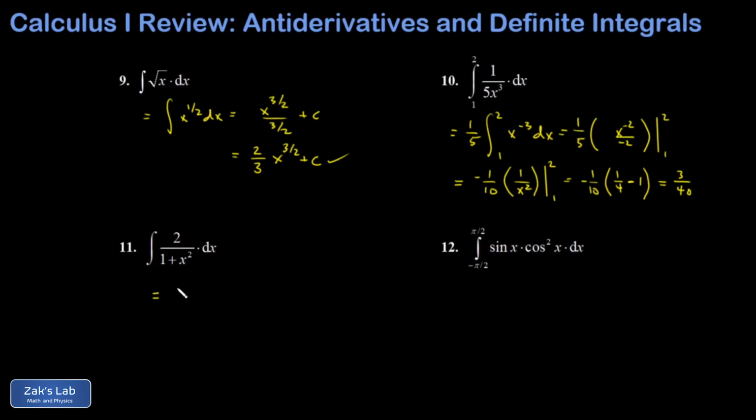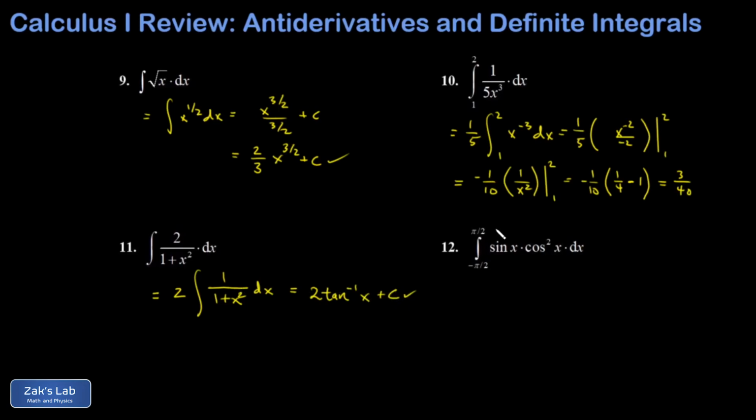So in number 11, this requires that I recognize the formula for the derivative of an inverse tangent. The derivative of inverse tangent is 1 over 1 plus x squared. So my antiderivative of 1 over 1 plus x squared is an inverse tangent of x. Don't forget your plus C, and you're done.